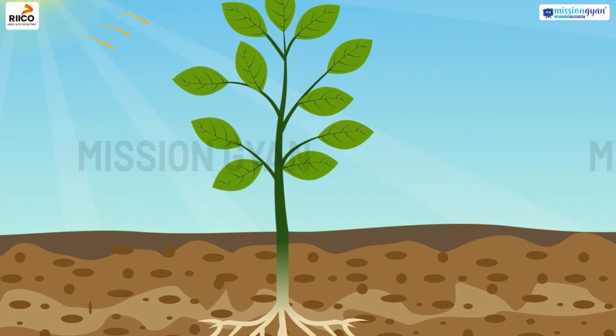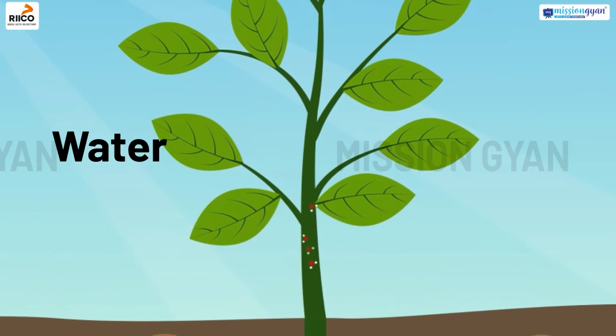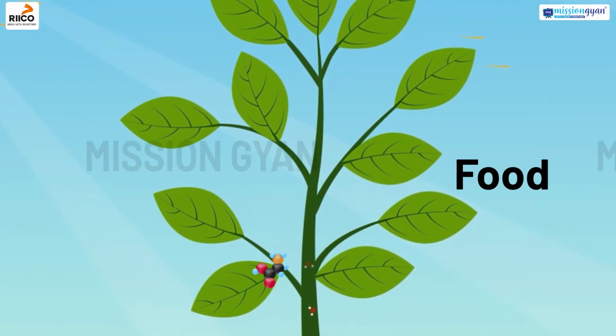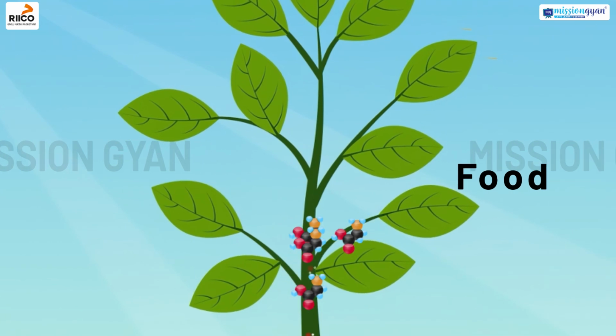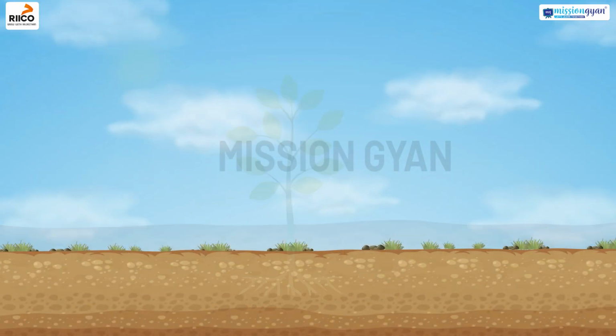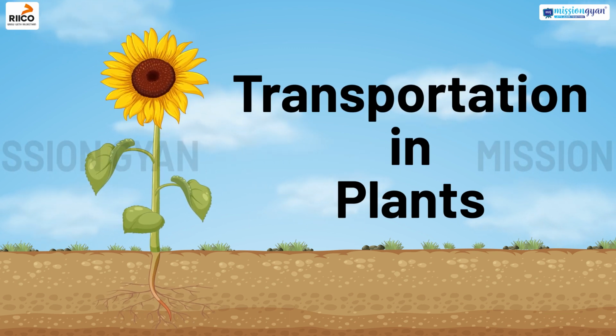Welcome. Have you ever thought about how water from the soil reaches the top of a tree? Or how food made in leaves reaches the whole plant body? Answer to these questions lie in the transportation system of plants.